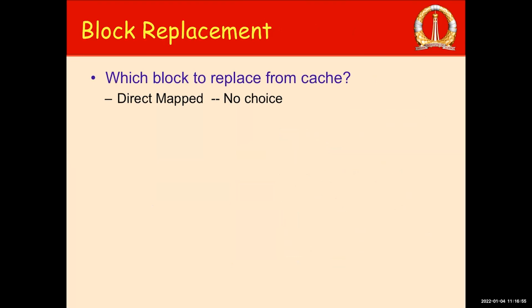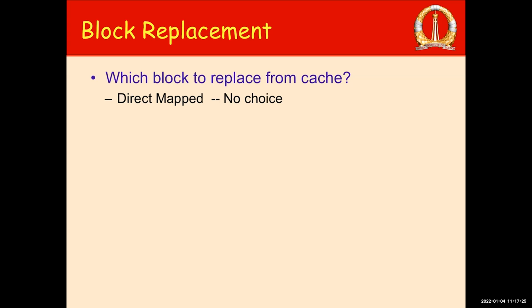Now the next question is that when you are looking for a block and the block is not there in the cache, you have to bring the block from the next higher level and put it into that particular set. And the question is, in that set, which block will you replace with the new data? If it is a direct mapped cache, then the choice is obvious because there is only one block and you have to write it in that location.